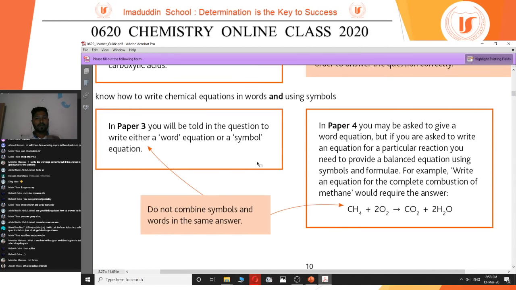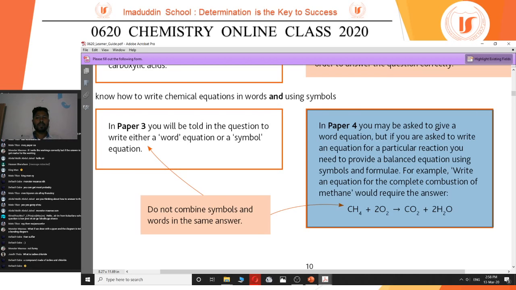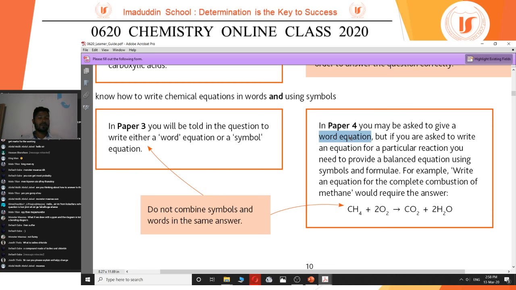So this is also one important thing that you must remember. In paper 4, you may be asked to give a word equation. But if the question says to write an equation only, that means you are expected to write the chemical equation, not the word equation. If you have to write the word equation, the question will specify it. So please keep in mind, and also when you write the chemical equation, the equation must be balanced.